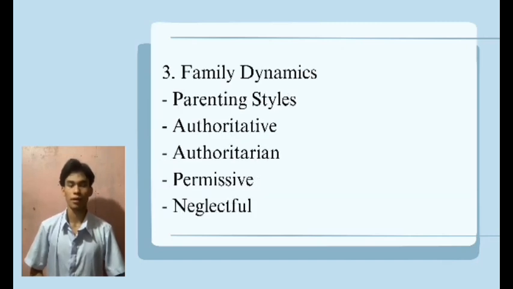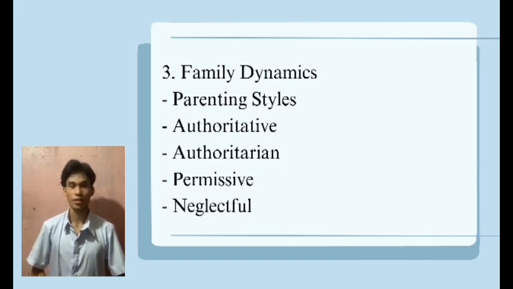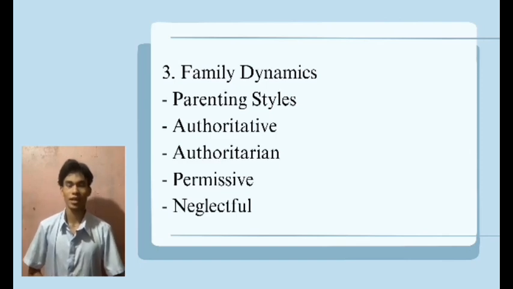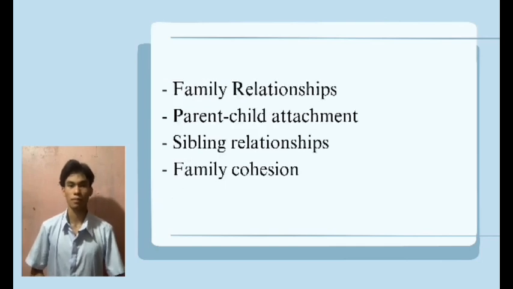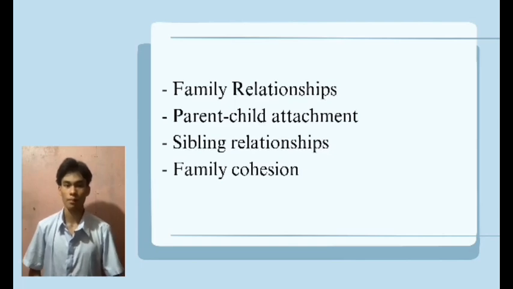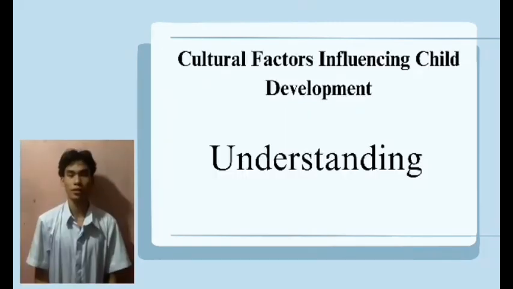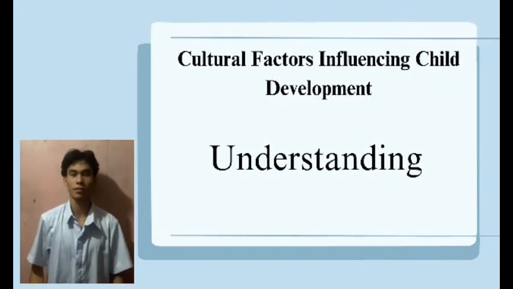Number 3. Family dynamics. Parenting styles: authoritative, or warm and structured; authoritarian, or strict; permissive, or lenient; neglectful, or unresponsive. Family relationships: parent-child attachment, emotional security; sibling relationships, empathy, conflict resolution; family cohesion, emotional stability. These are our understanding about childhood development.